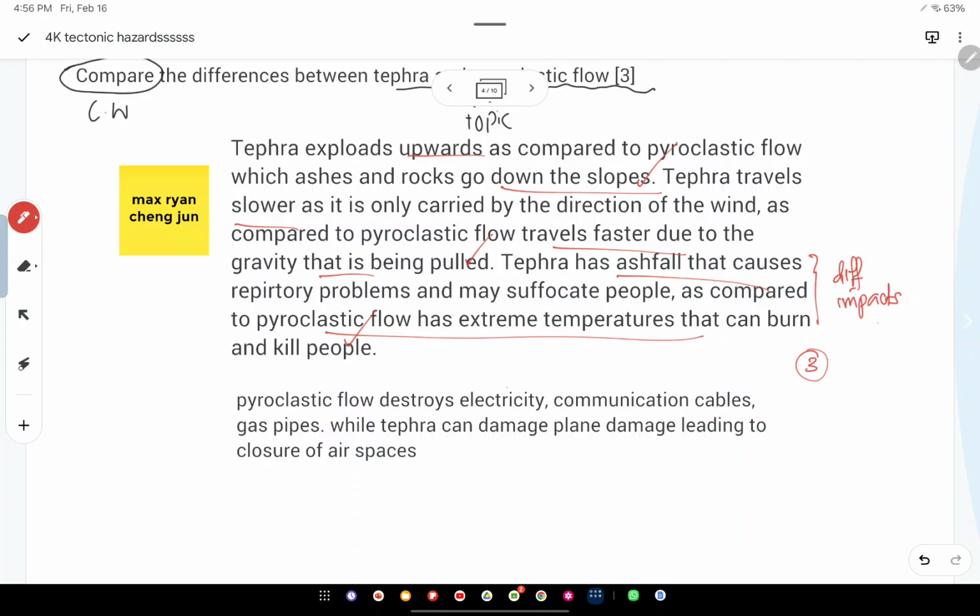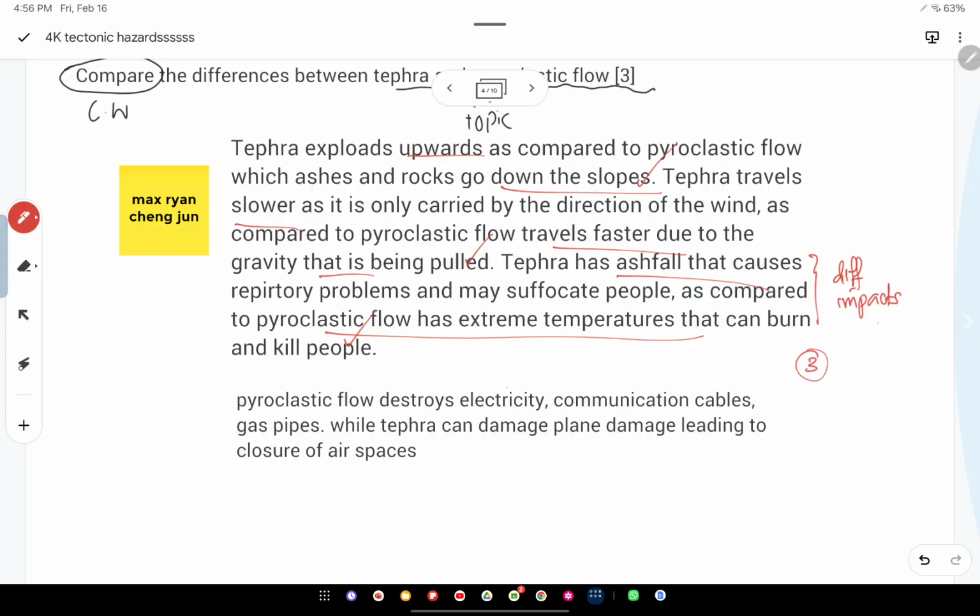But can I then get 1 mark for saying, oh, tephra causes respiratory problems while pyroclastic flow causes people to feel burned because of the high temperature? Then tephra causes buildings to be destroyed because when the dust settles, but pyroclastic flow causes buildings to be destroyed because of the debris they're shooting at. Does this become 2 different things, or is the problem still the same criteria? So it's still 1 mark.